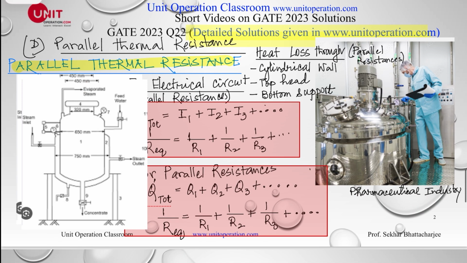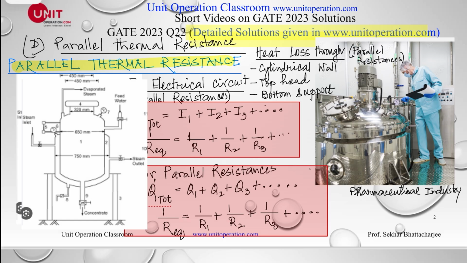Now let's look at the parallel thermal resistances. Let's say here we have a very standard jacketed reactor which is used in the pharmaceutical industry. There's heat loss through the cylindrical wall, and there's heat loss from the top and heat loss from the bottom. So that's basically the parallel thermal resistances, heat loss from different dimensions of the vessel, so basically this one right here.